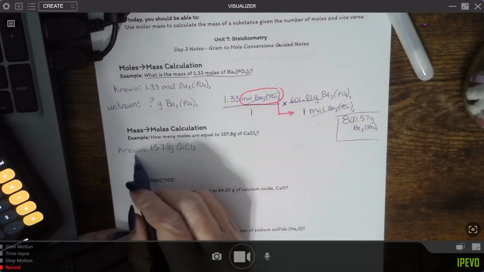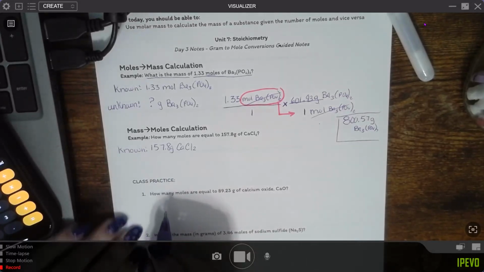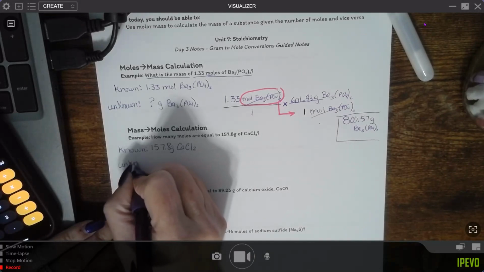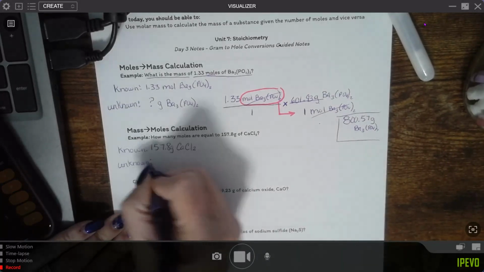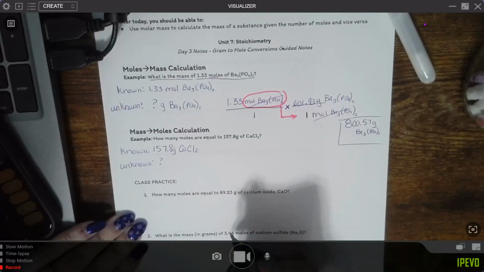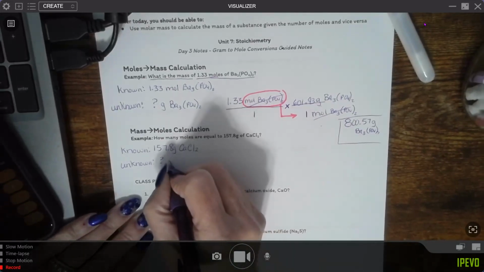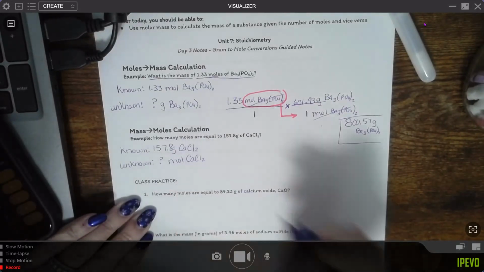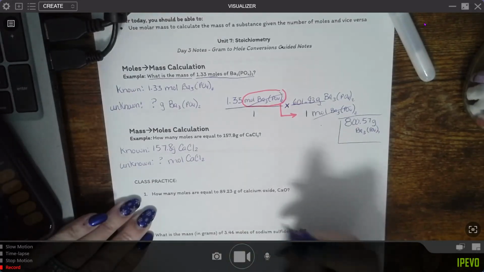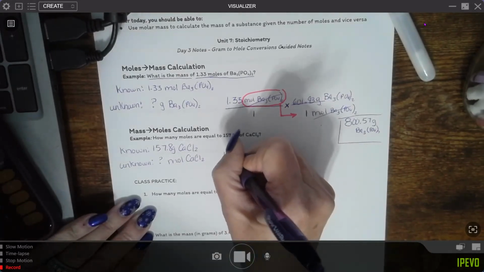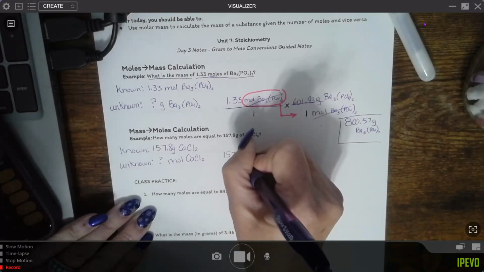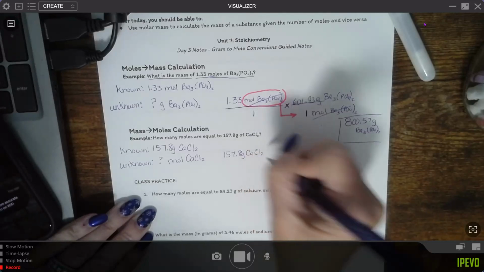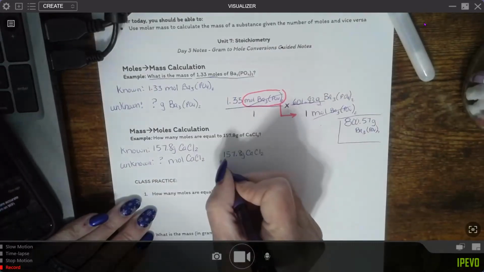So, our known is 157.8 grams of calcium chloride. Our unknown, so what we're looking for, is going to be the moles of calcium chloride. Okay, I'm going to set my problem up exactly the same way. I'm going to start with my given, 157.8 grams of calcium chloride. Okay, and I'm going to put that over 1.